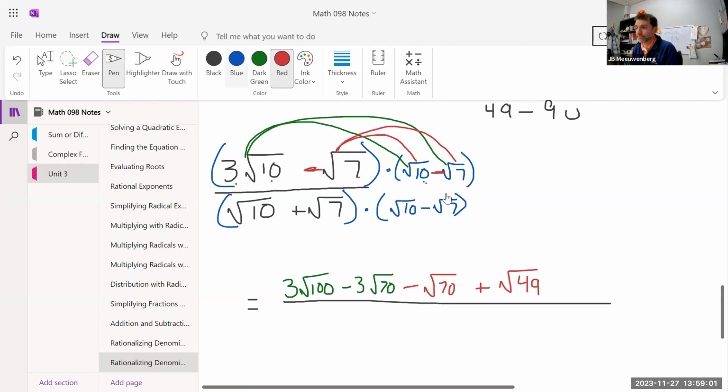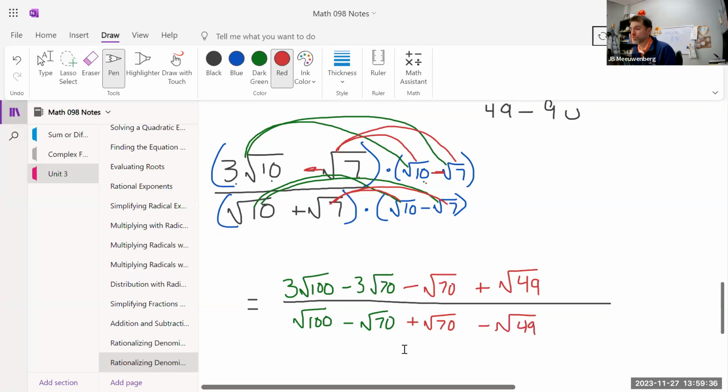in the denominator. So we'll go radical 10 times radical 10, which is radical 100. Radical 10 times minus radical 7 is minus radical 70. I know I skipped this one in the previous step, but I want to make sure I show them all here. Radical 7 times radical 10, positive this time, radical 70. And then radical 7 times minus radical 7 is minus radical 49. Pay so close attention to all those signs. Are you multiplying a positive and a negative, or are you multiplying two negatives like we did on top?